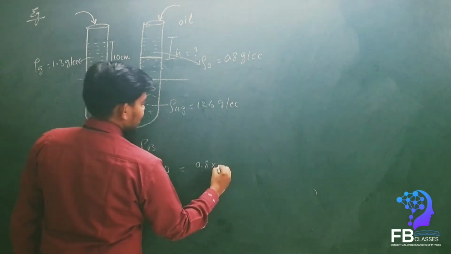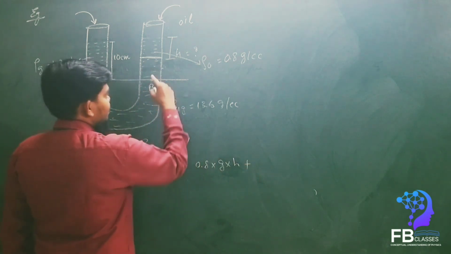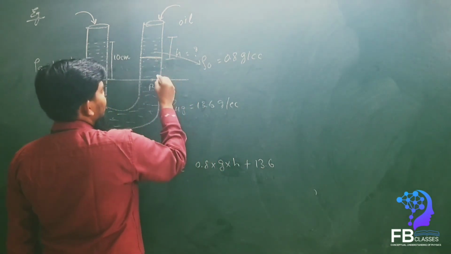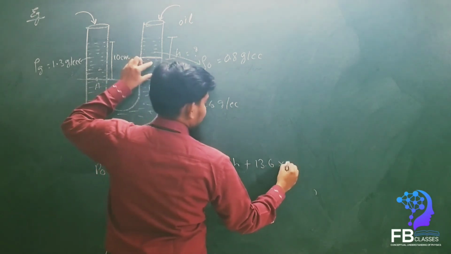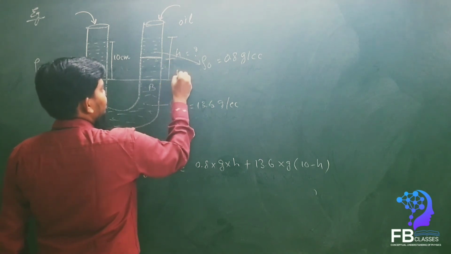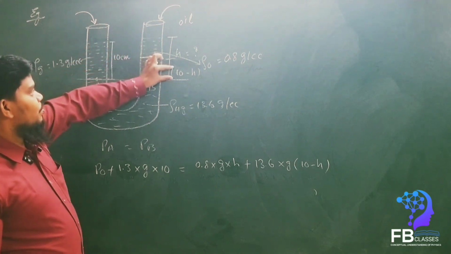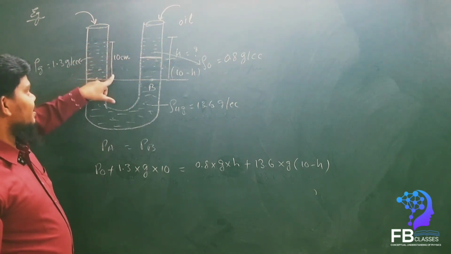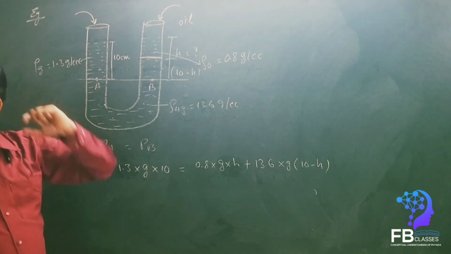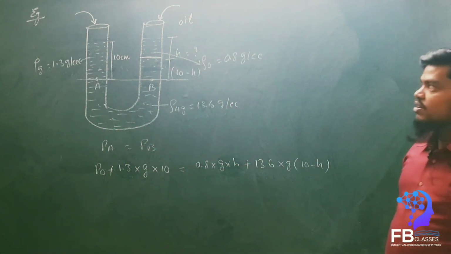So this side is 0.8 into H into g, rho g H, plus due to this 13.6 rho g into 10 minus H. This total height is 10, so this side is H and this side will come as 10 minus H. Are you getting my point? Understand? So that is the equation. If you solve this equation, whatever value comes is the value of H.